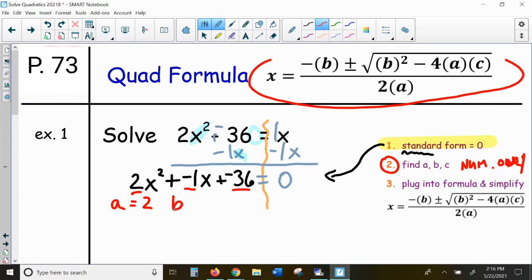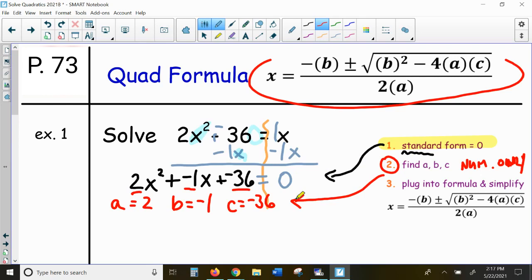B is negative 1 and C is negative 36. Okay, that is my step 2. Step 1 is done. Step 2 is done. Write these steps on the right-hand side, and you could put little arrows pointing to different stuff. You could even color code, kind of like I am.